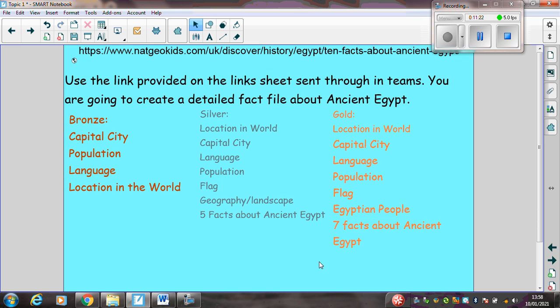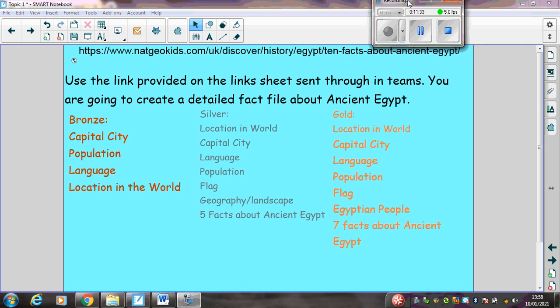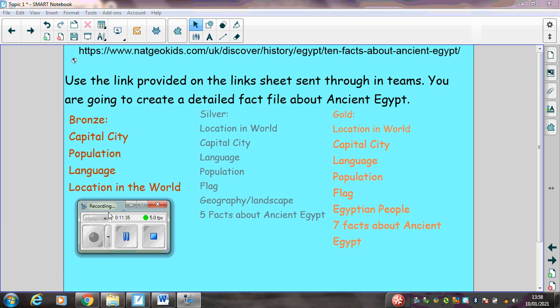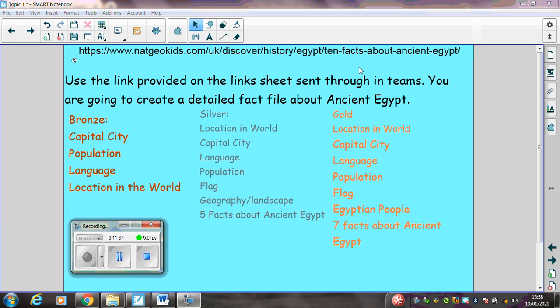Okay, so this just brings me on to what you are going to do as your task today. There is a link here, which I have included in your links slip from today's learning. I'll just move that down here so you can see it, so you could almost copy it out into a search box on Google if you wanted to, but like I said, the link is included in the links you were sent out today. What I want you to do is use the link provided on the link sheet sent through in Teams. You're going to create a detailed fact file about ancient Egypt.